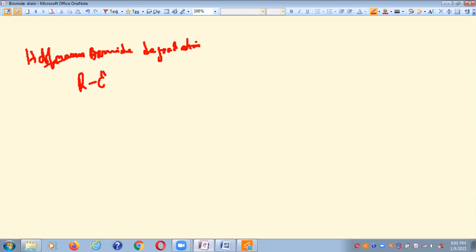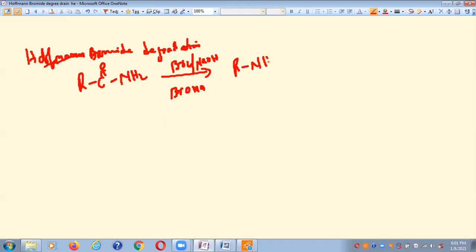So we start with amides, and we execute this reaction in presence of bromine and NaOH, or sometimes it is mentioned as Br2/NaOH. So we get the amine RNH2, and we may also get carbon dioxide. Generally this product will be written as R-NH2, and what happens is one carbon is less, so one carbon number is decreased.